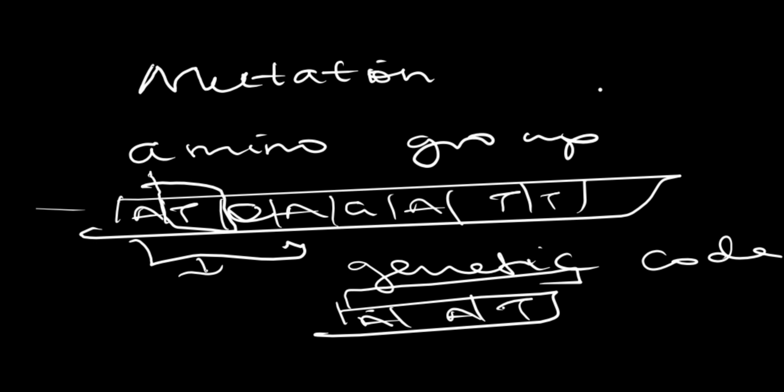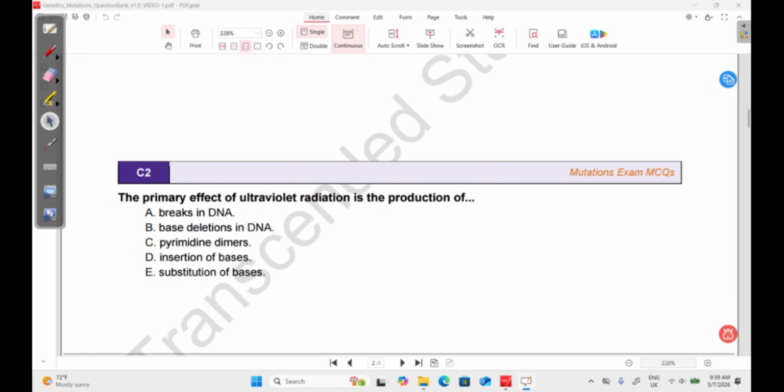For instance, if this base codes for brown hair, right? What happens is, if you change a base right in the middle, from adenine to something else, could be cytosine, it changes your genetic code entirely. It's going to code for something else.